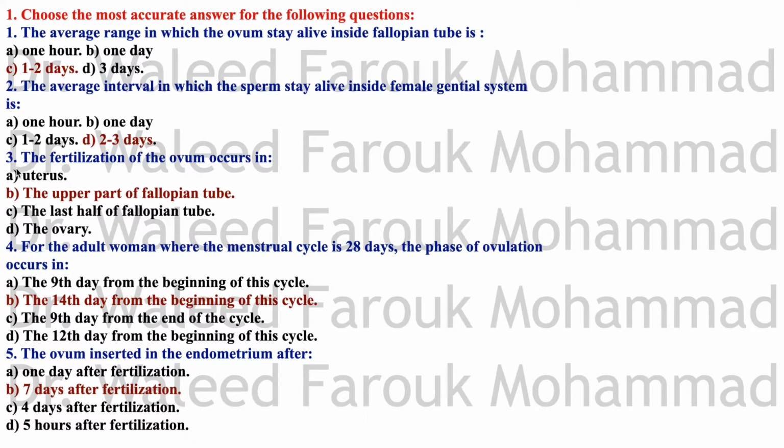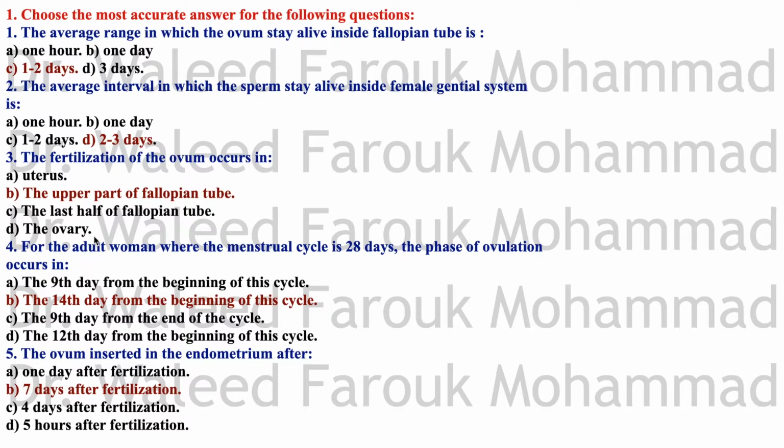Okay? The fertilization of the ovum occurs in, of course we know, the fallopian tube, so it's the upper part of the fallopian tube, not the last half of the fallopian tube. The last half of the fallopian tube has no fertilization occurring in it. The upper part of the fallopian tube or the lateral part of the fallopian tube does.